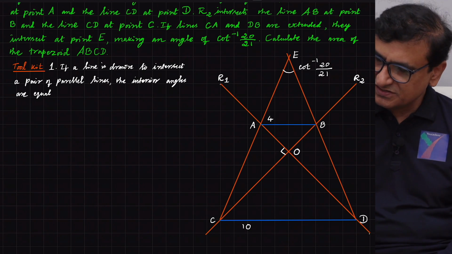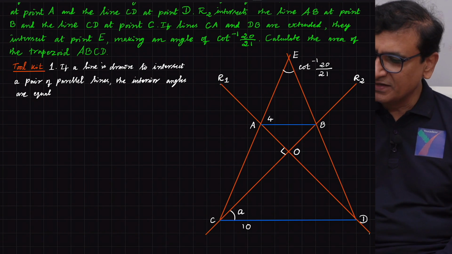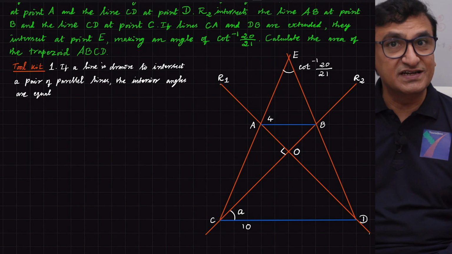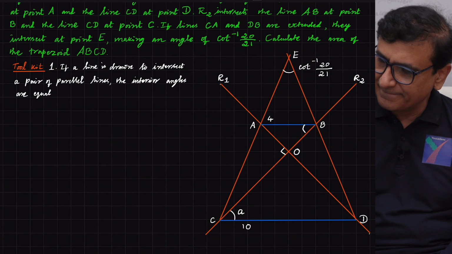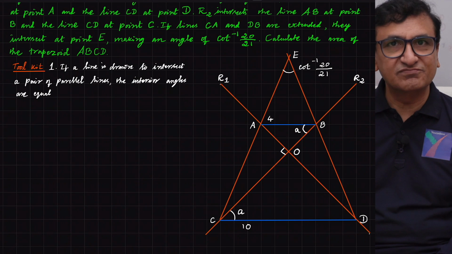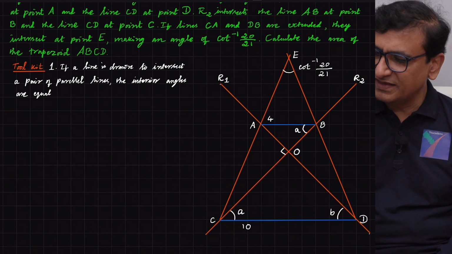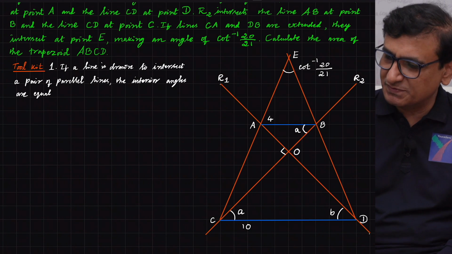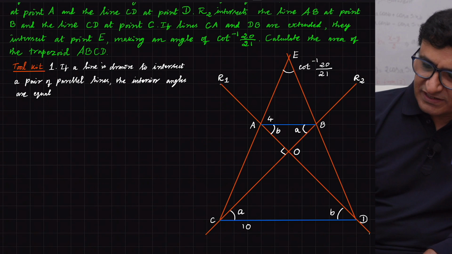So the angle OCD, let's call this A. Then angle ADO is the corresponding interior angle. That should also equal A. Similarly, the angle ODC, let's call this B. If this is so, the angle BAO should also equal B, because that is the corresponding interior angle. That's what it means.